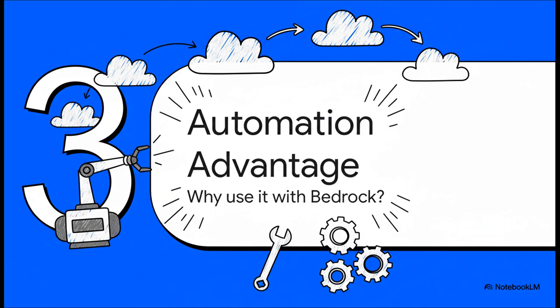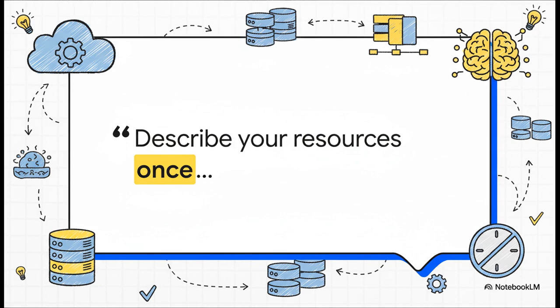Okay, so we've covered the what, but the real magic, the really cool part, is when you see why this is so incredibly powerful for a service like Amazon Bedrock. This is what we're going to call the automation advantage. The whole idea is beautifully simple. It starts here. You describe your resources once. You define your agents, your knowledge bases, your guardrails, all of it, just one time, in that one template file.